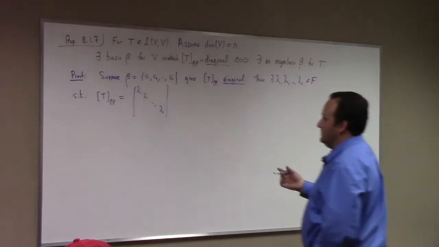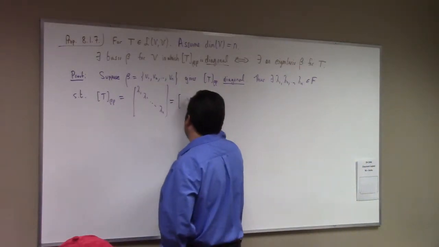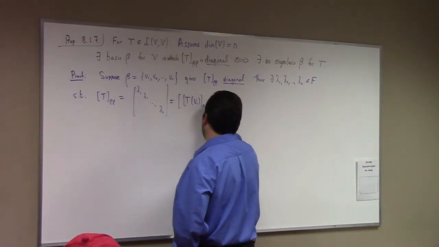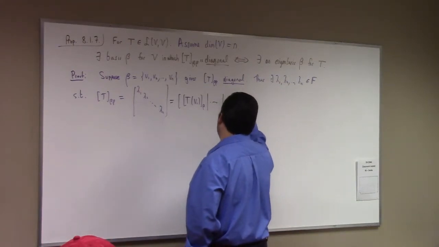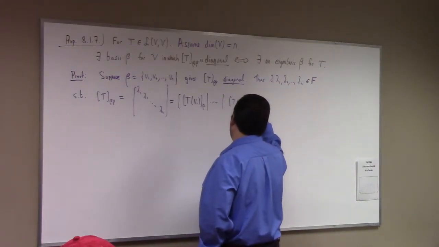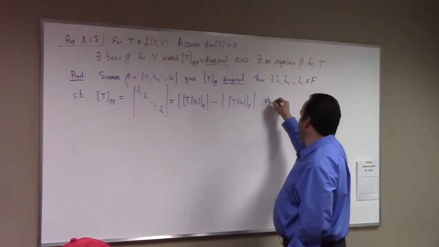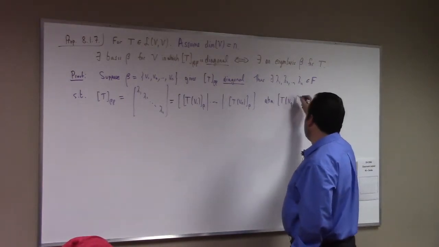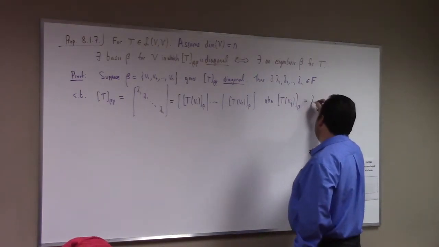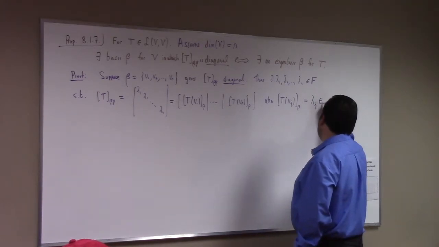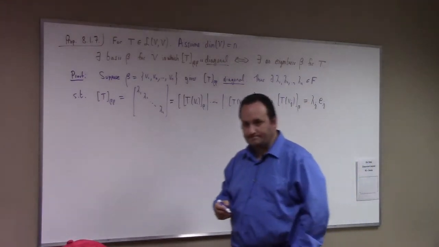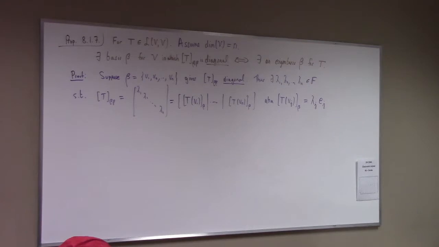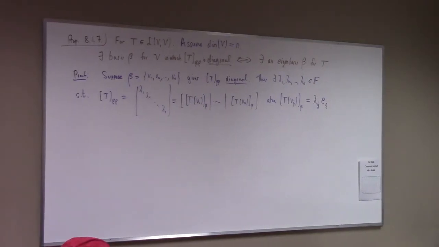What's the meaning of that matrix as it relates to the basis? Do you guys remember? So the first column is what? That's T of v1 with respect to the beta basis, right? Through T of vn with respect to the beta basis. AKA, we have that the coordinate vector of T of vj with respect to the beta coordinate system is lambda sub j times ej, right? So each column in a diagonal matrix is the standard basis element times a number. That's what it means for it to be diagonal.